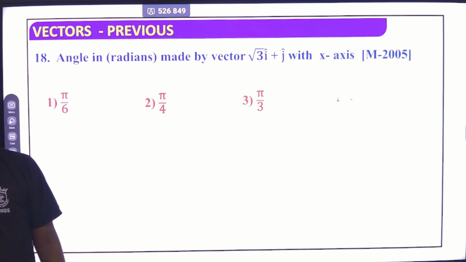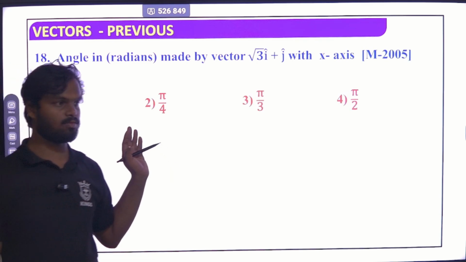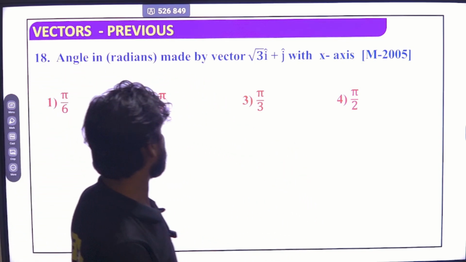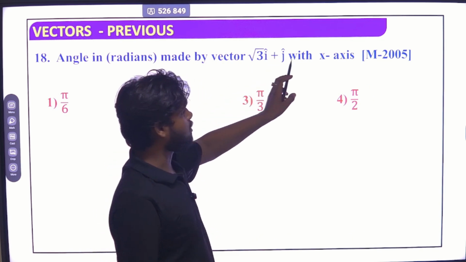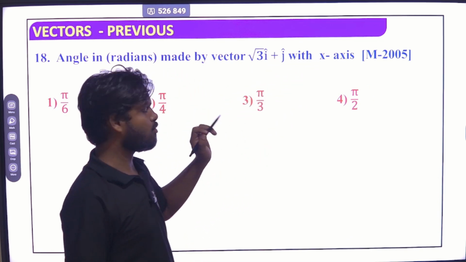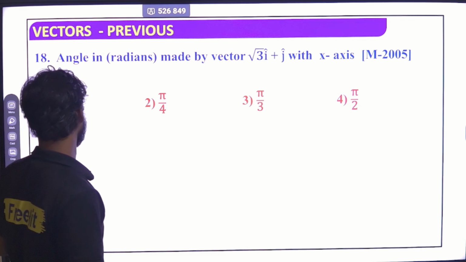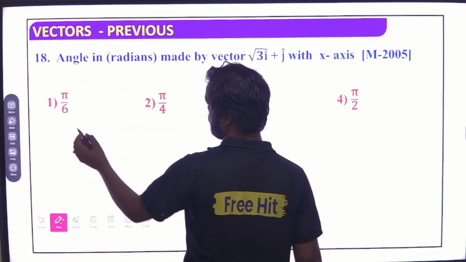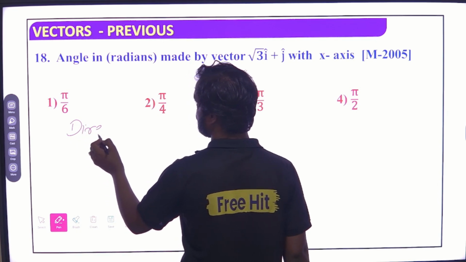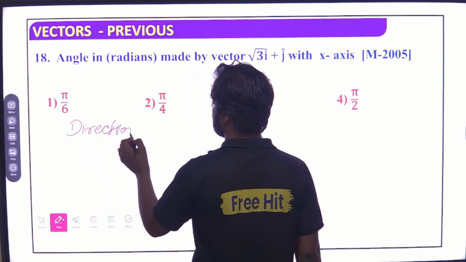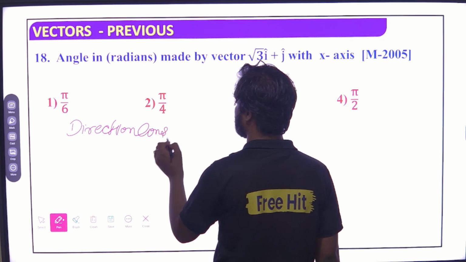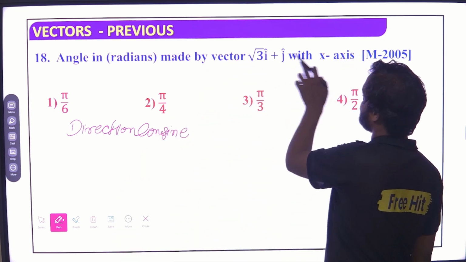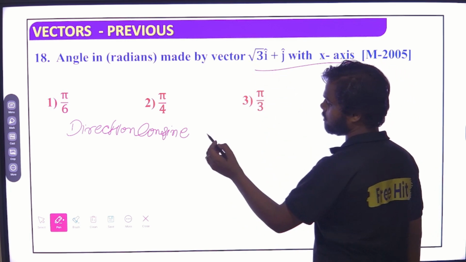This is the same question we did in the last session also, the angle in radian made by the vector root 3 i plus j with the x-axis. So what do you have to use? You have to use the concept of direction cosine. What is the direction cosine concept? Anyone remember? We have to find the angle with the x-axis. Yes or no? So what is the angle with the x-axis?